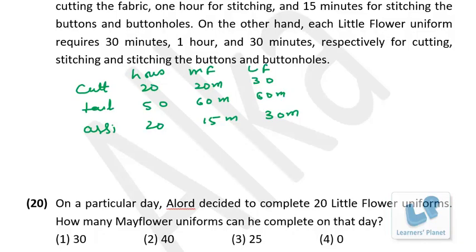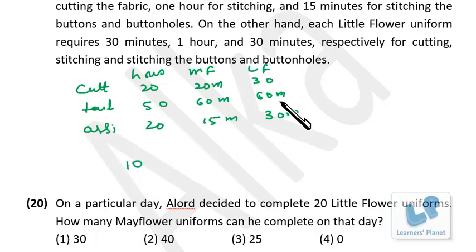On a particular day, a lot decided to complete 20 Little Flower uniforms. How many Mayflower uniforms can be completed on that day? Okay, so first of all, let's find out how many hours it takes to make 20 Little Flower uniforms. Little Flower takes 30 minutes of cutting per dress, so precisely in 1 hour 2 dresses. So for 20 uniforms, 10 hours. So we are left with 10 hours of cutting.